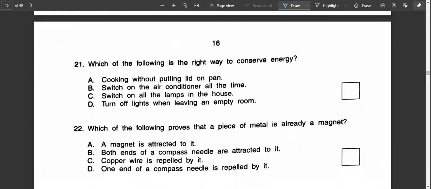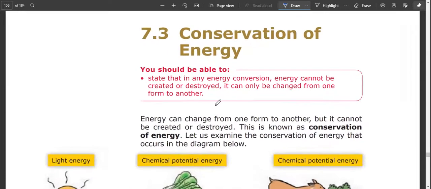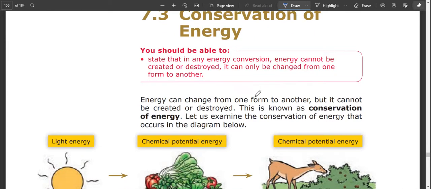Next one, 21. Which of the following is the right way to conserve energy? So conserve energy means to save energy. Do not get mixed up. There is also another term where they mention conservation of energy. This is a different thing. If you have a look inside your textbook, it mentioned this one. So energy can change from one form to another, but it cannot be created or destroyed.